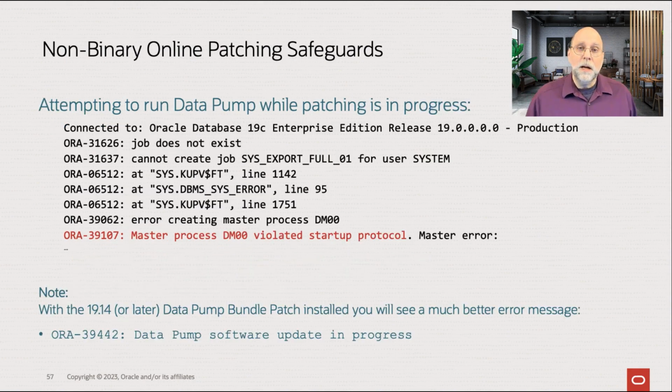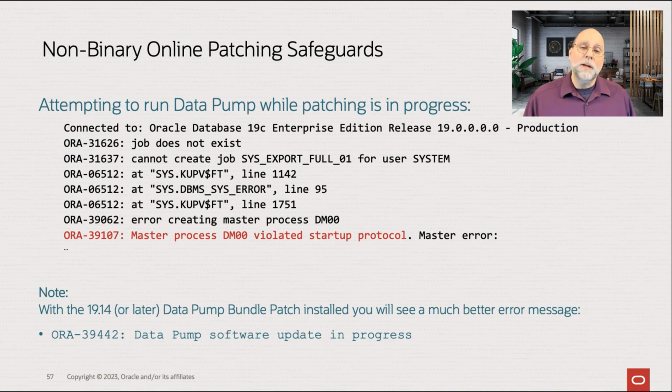On the flip side, if you're installing the patch and one of the users tries to start a data pump job, they will get an error saying that they can't start the job right now. Now, the error before 19.14 was not the easiest thing to understand, but 19.14 was 5 release updates ago. It's more than a year ago. Ever since then, we've got a very informative error message that just says data pump software update is in progress, so try again later.